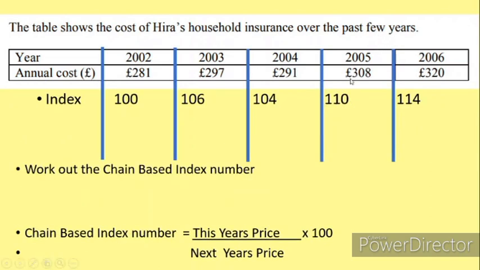Just to remind you, with your normal index numbers, you always relate it back to your base year. So I did 308 divided by 281 times 100, so I know there's a 10% increase from the base year. Now your chain-based index number is not always related to the base year, it's related to the previous year or the previous month. So if I wanted to do my chain base for 2005, I'd have to do 308 divided by 291, because that is not my base year, it's just my previous year, and then times 100. There's not a lot to it, so work them all out.